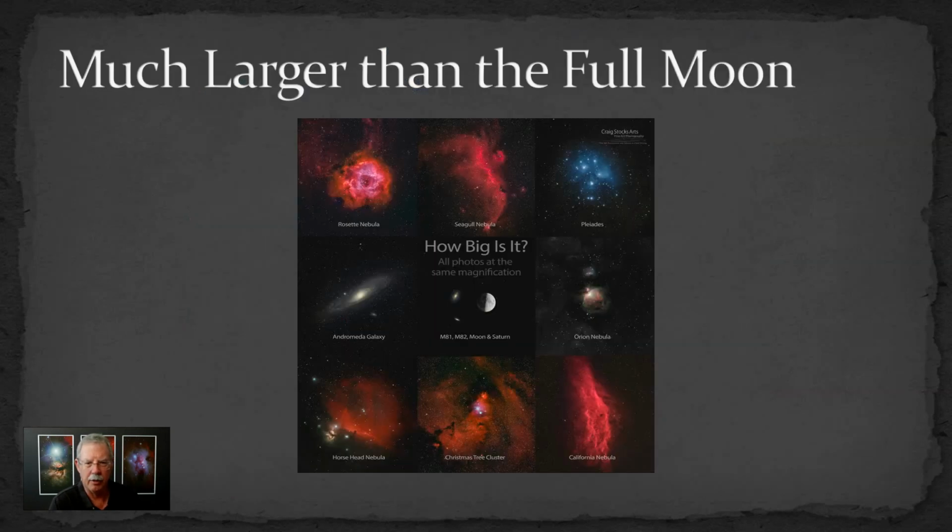So first of all, let's talk about the Seagull Nebula. It's actually a very large subject. This little chart shows a number of different targets, kind of popular features, and they're all the same image scale, and you can compare those to the size of the moon here in the center. So as you can see, the Seagull Nebula is many times larger than even a full moon. So it's a good target for a wide field refractor.